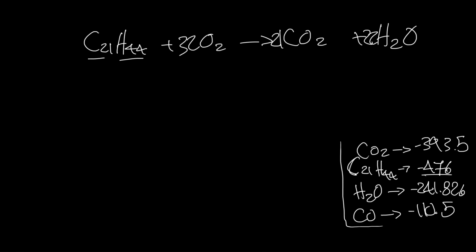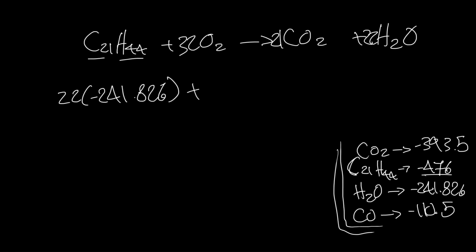And then we do products minus reactants. Here are the delta HF values, so we'll use those. So 22 times the delta H value for H2O, which is negative 241.826, add that to 21 times CO2, which is negative 393.5. And then you subtract O2's delta H formation value, which is 0, so we don't have to include that. And then for C21H44, it's negative 476.